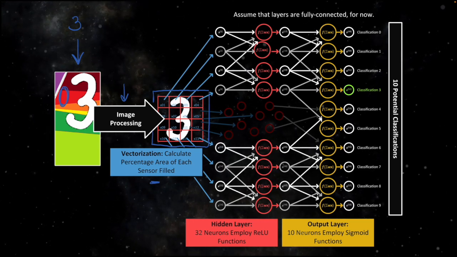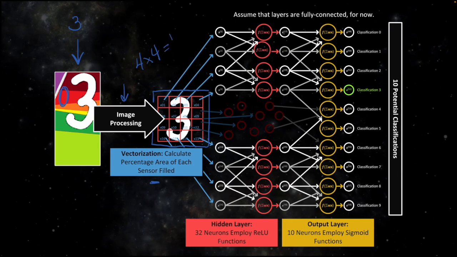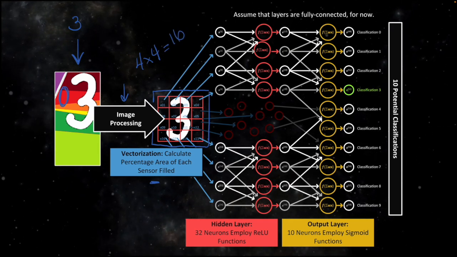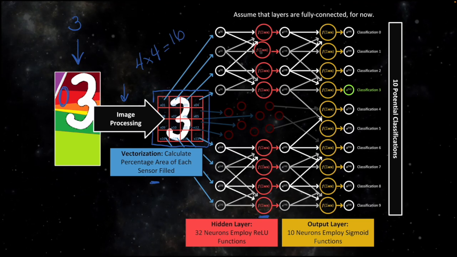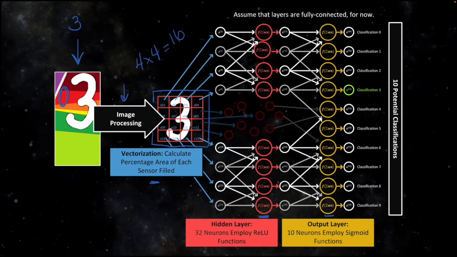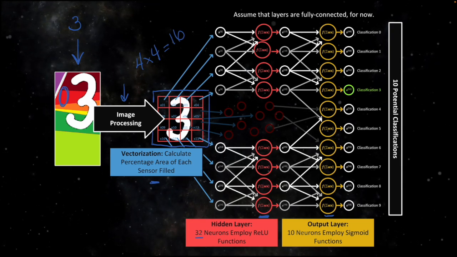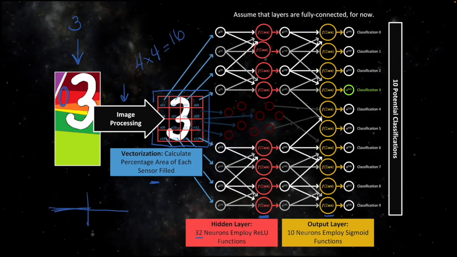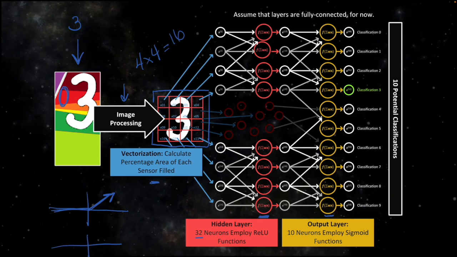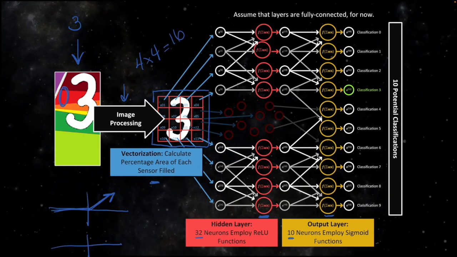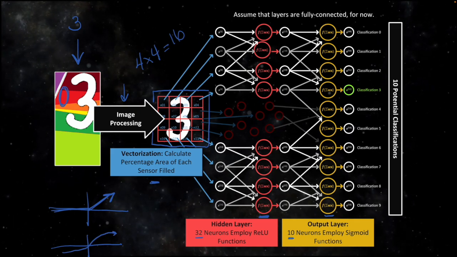Now let's assume we're still using the same 4x4 sensor grid that we proposed earlier, and that would generate 16 inputs to the neural network. Now the neural network is composed of 2 different layers. We have the hidden layer that's shown in red, and we have the output layer that's shown in gold. The hidden layer employs 32 neurons, as well as a rectified linear unit activation function looks like that. We'll talk more about that later. The output layer only employs 10 neurons, and a sigmoid-based activation function. We'll talk more about that later as well.